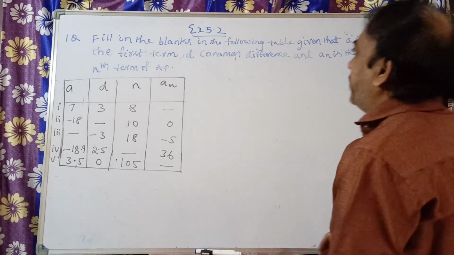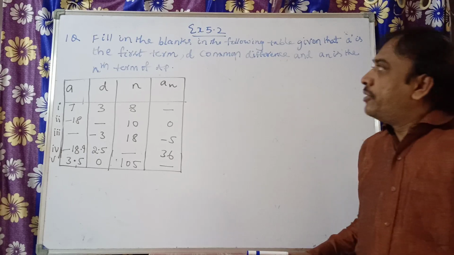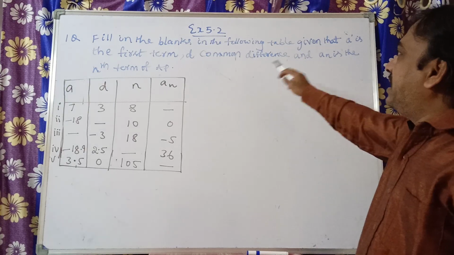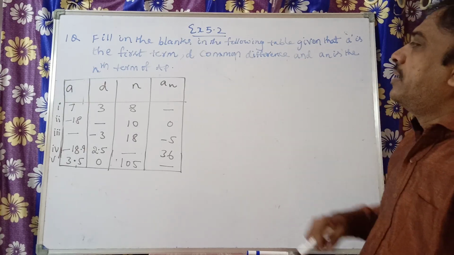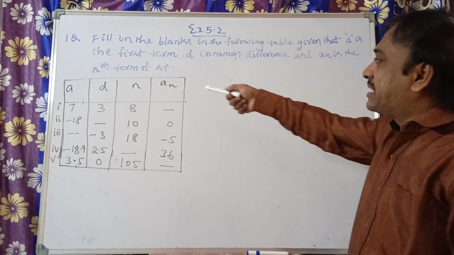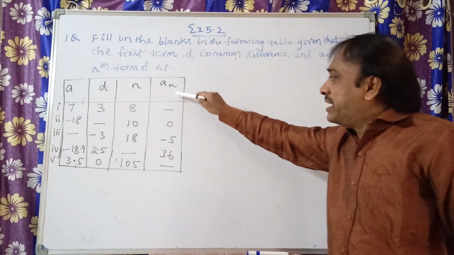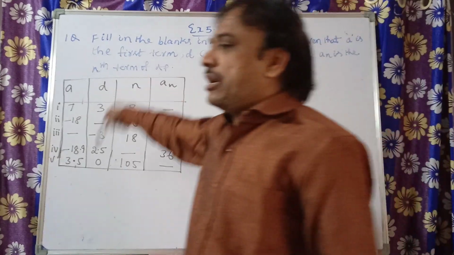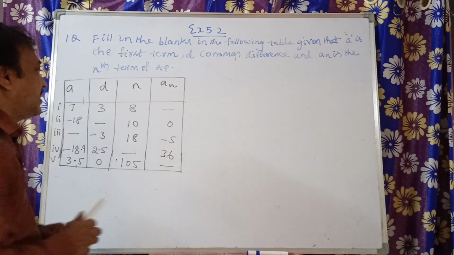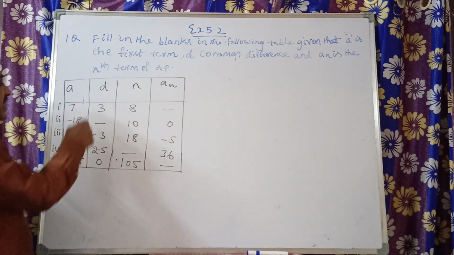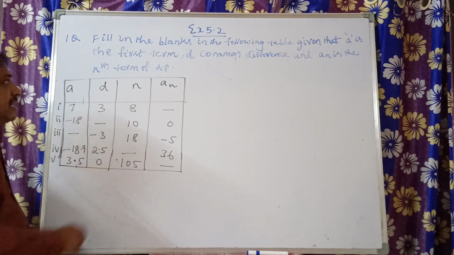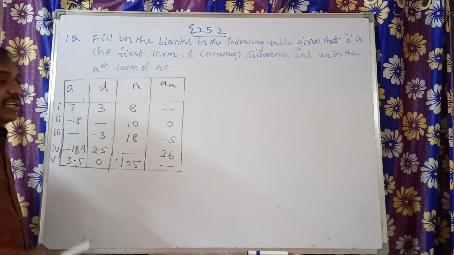Now we see exercise 5.2. Fill in the blanks in the following table, given that a is the first term, d is the common difference, an is the nth term of the AP, and n is the number of terms. So he is asking you to fill in the blanks. Here in the first, an is the blank, in the second, d is the blank, in the third, a is the blank, in the fourth, n is the blank, and in the fifth, again an is the blank.